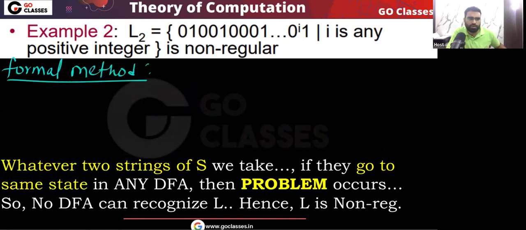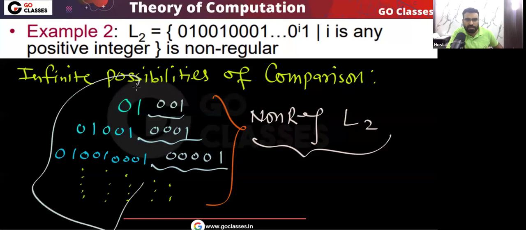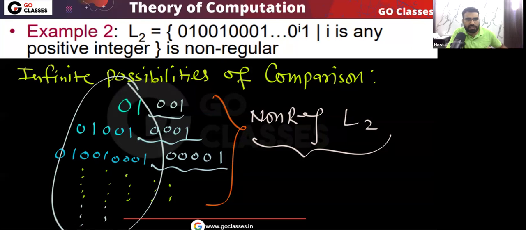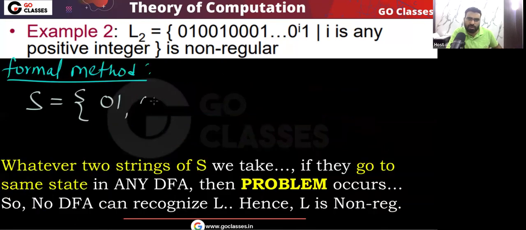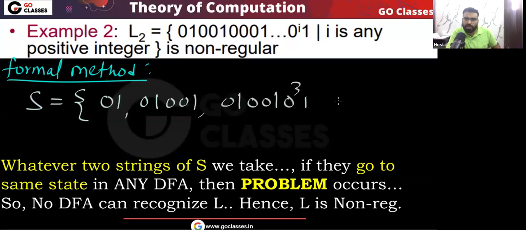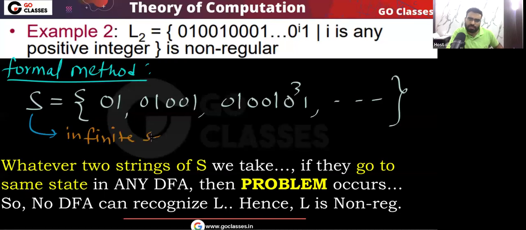For this language, what you can do is create this infinite set S, and this infinite set S will be like this. These infinite possibilities you consider, and so on, they can keep going. You can see 0 1, then 0 1 double 0 1, then triple 0 1, and so on. So consider this set S. Is this clear? This infinite set S you can consider.